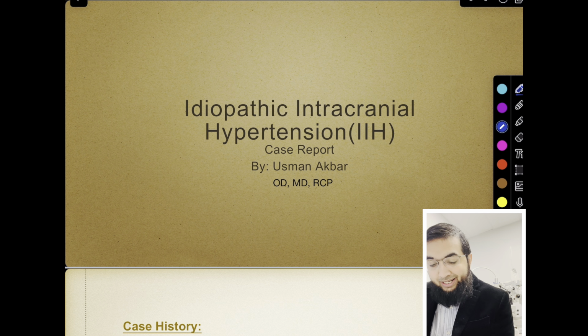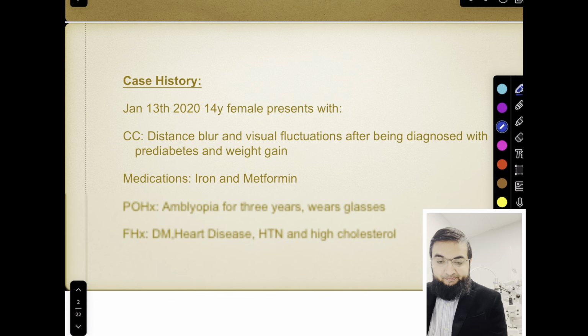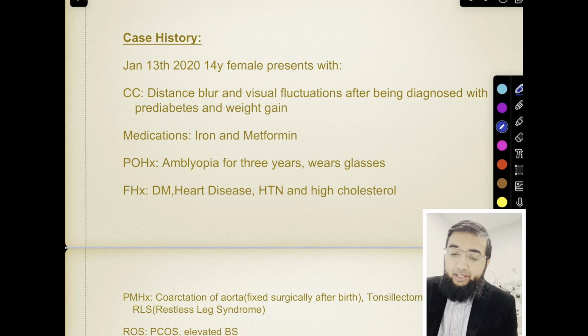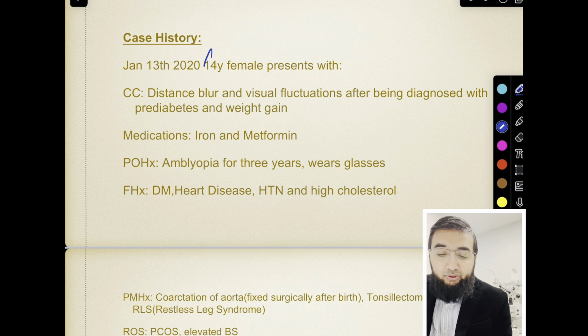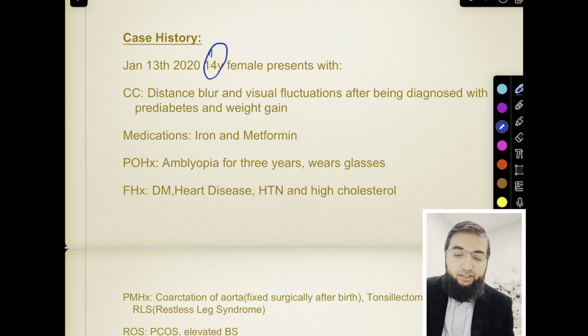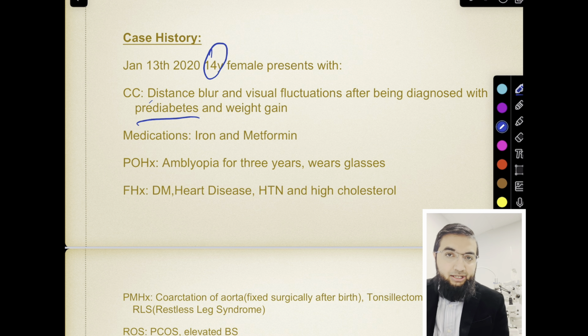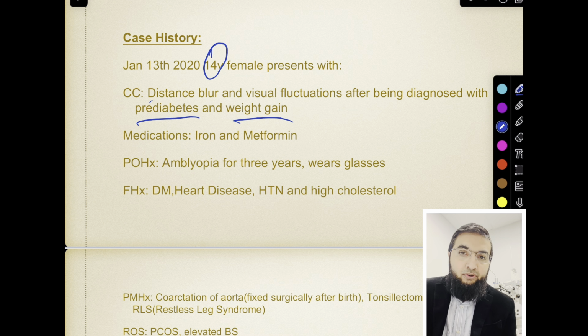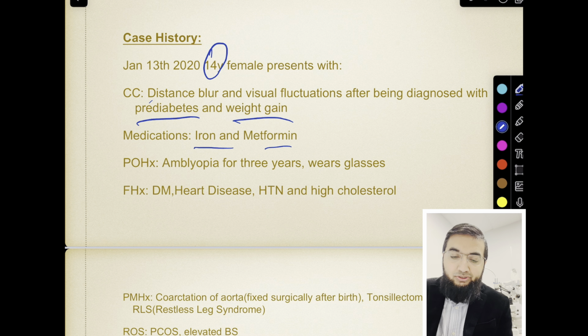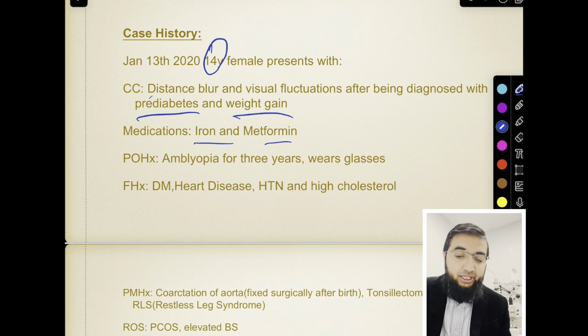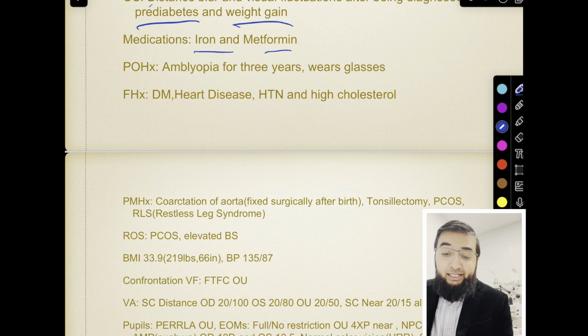Okay, so let's go over the case first. So I got a female. She was only 14 years old and she presents with distance blur, fluctuating vision, and she was diagnosed with pre-diabetes as well as weight gain, and she got iron and metformin on her medication list, and she was diagnosed with amblyopia for about 3 years, and she's wearing glasses now. Okay, and has a family history of diabetes, hypertension, heart disease, and high cholesterol.